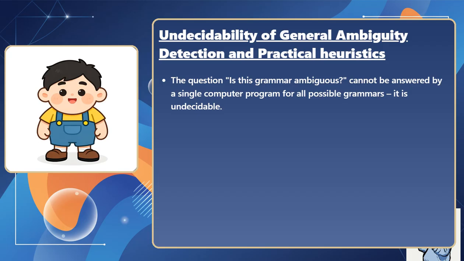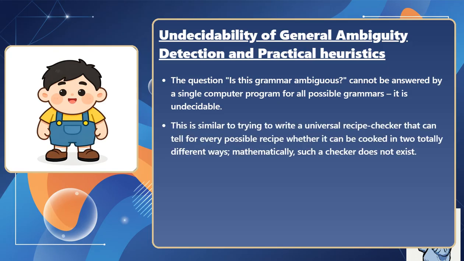The question, is this grammar ambiguous, cannot be answered by a single computer program for all possible grammars. It is undecidable. This is similar to trying to write a universal recipe checker that can tell for every possible recipe whether it can be cooked in two totally different ways. Mathematically, such a checker does not exist.